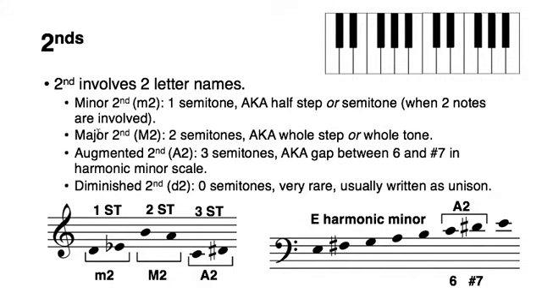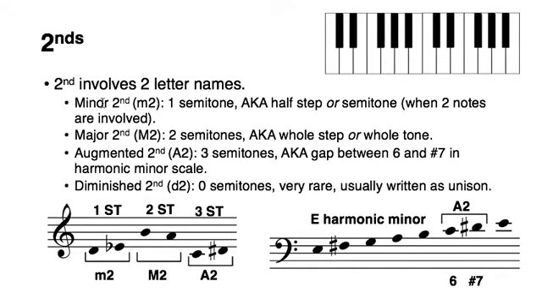A major second, on the other hand, has the shorthand uppercase M2. That involves 2 letter names, but it contains 2 semitones between these 2 letter names. An example here is B to A. If you look at the keyboard, you have B, and then you go over a black key, so that's 1 semitone, and then another semitone to go down to A. This is a descending melodic major second.